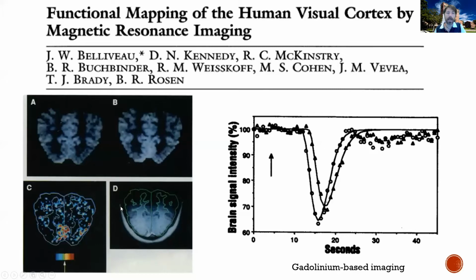And what you're seeing on the left, so this image D is the easiest to look at. This is the back of somebody's head. So this is the bone and scalp, etc. So this is the back of somebody's brain. This is the right hemisphere. This is the left hemisphere.